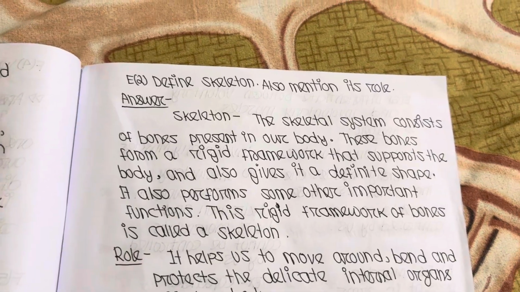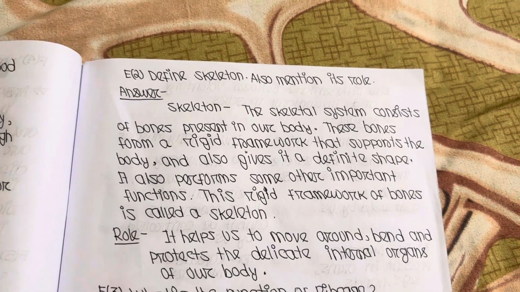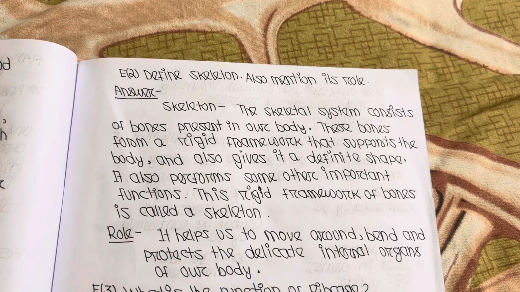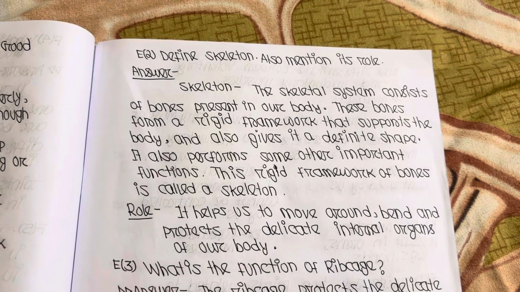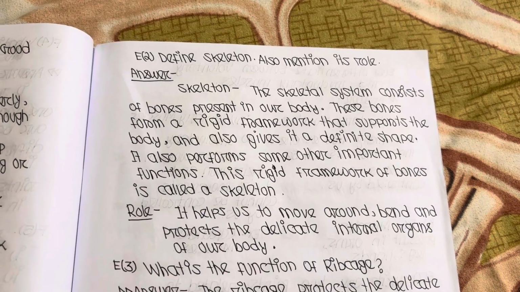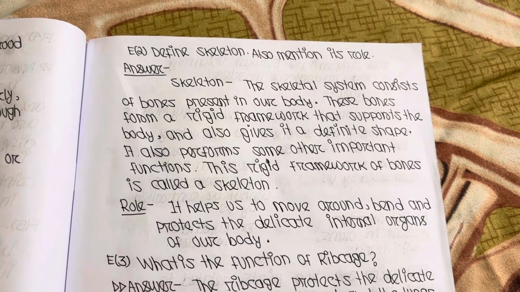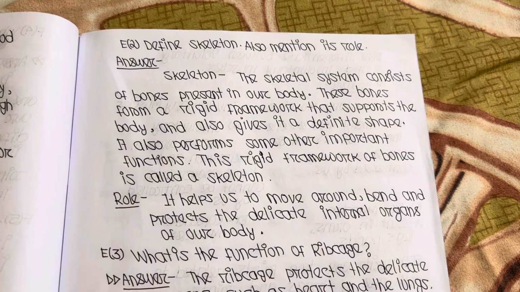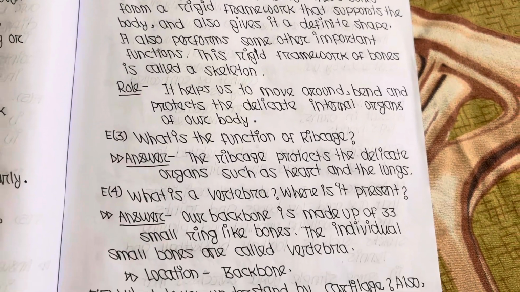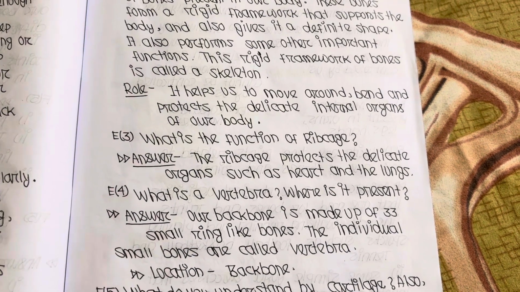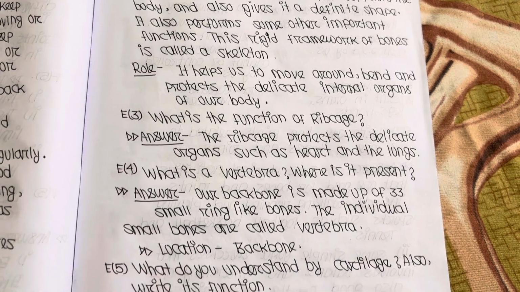Number 2. Define skeleton, also mention its role. Skeleton. The skeletal system consists of bones present in our body. These bones form a rigid framework that supports the body and also gives it a definite shape. It also performs some other important functions. This rigid framework of bones is called a skeleton. Role. It helps us to move around, bend and protects the delicate internal organs of our body.